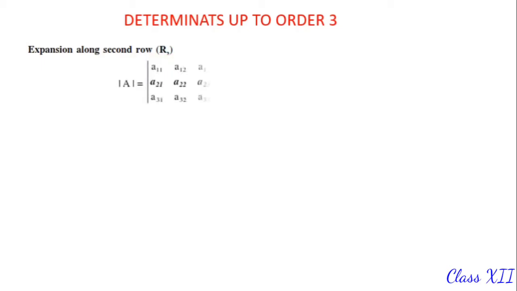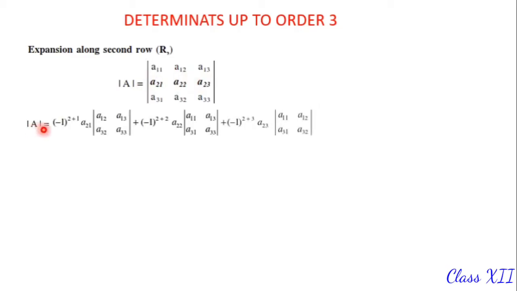Next, in finding the value of determinants of order 3, we shall discuss how to expand along row 2. So let us take the determinant. Determinant A is equal to A11 to A13, A21 to A23, A31 to A33. Here we are going to expand along the second row. Then as before, we start with the minus 1.